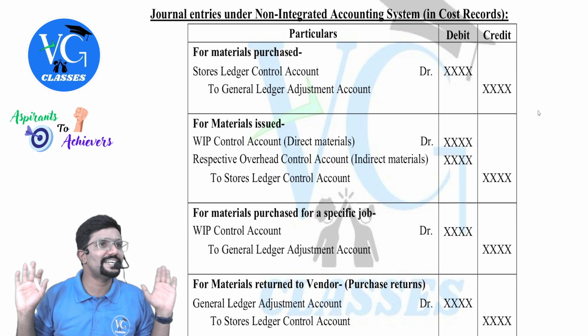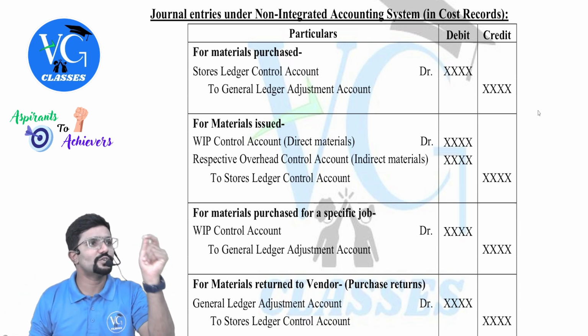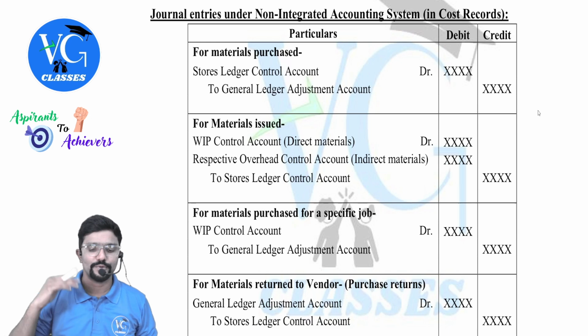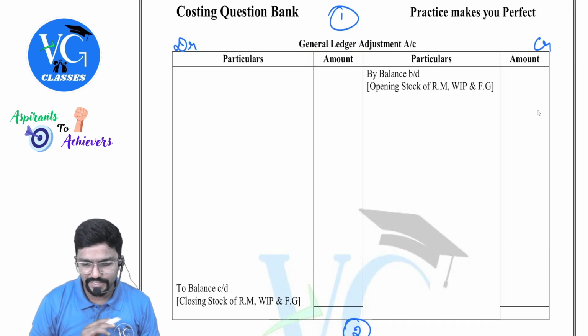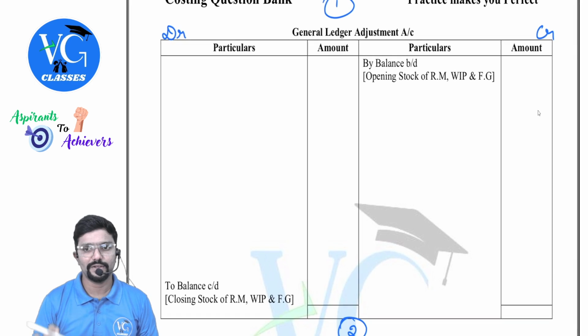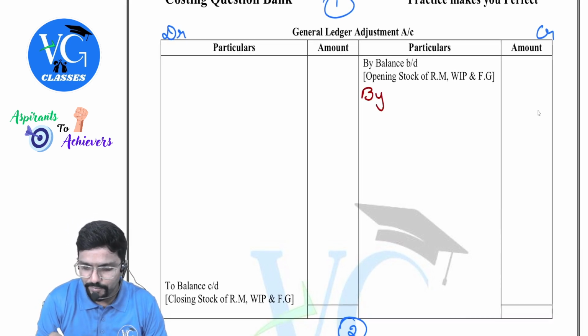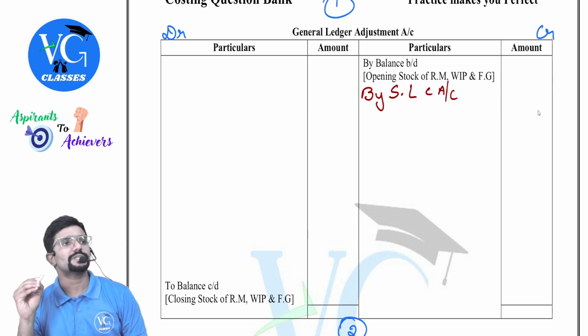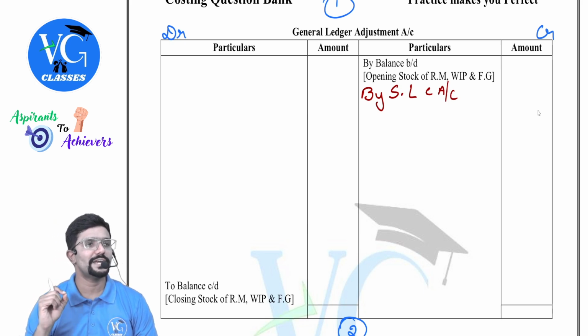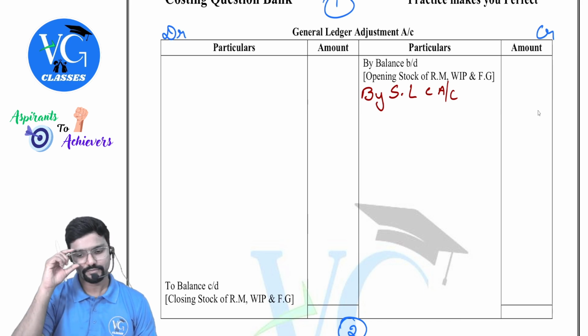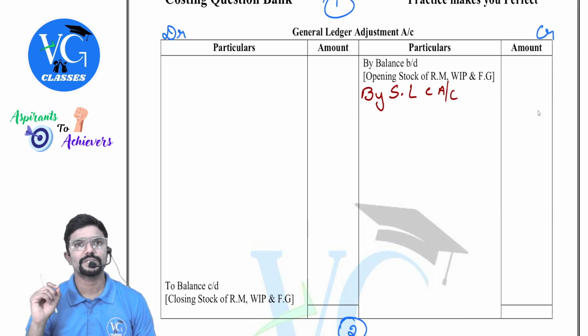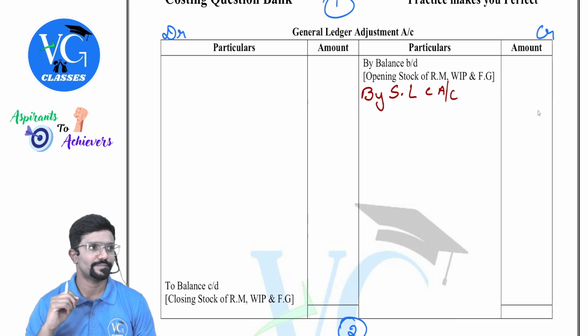Under non-integrated accounts, it doesn't matter. What is the entry? Stores ledger to general ledger. Let us post it, guys. First, general ledger will come, so we will do the posting. By stores ledger control account. Please write the full form: by stores ledger control account in the general ledger.